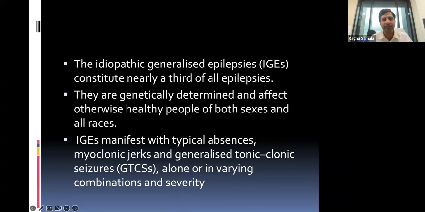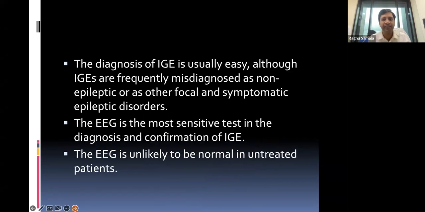The diagnosis is usually easy, although IGEs are frequently misdiagnosed as non-epileptic or as other focal and symptomatic epileptic disorders. EEG is the most sensitive test in the diagnosis and confirmation of idiopathic generalized epilepsies. EEG is unlikely to be normal in untreated patients. If three EEGs done consecutively over a period of time are normal, it is unlikely to be an IGE.